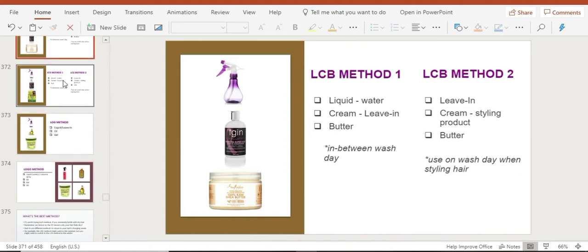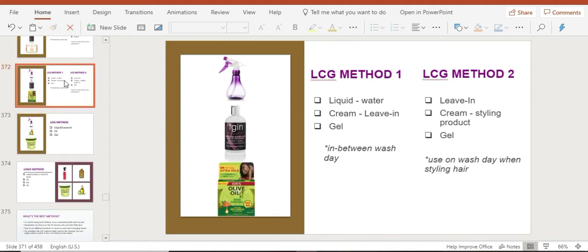All right, so let's look at the next method. The next method is the LCG method. So LCG: L for liquid, C for cream, G for gel. Again, we have two types, right? Two methods. So method number two will be L for leave-in, C for creme, and then G for gel, right? So creme will be the styling product. Again, you're gonna use that on wash day, and then this one you're gonna use in between washes.